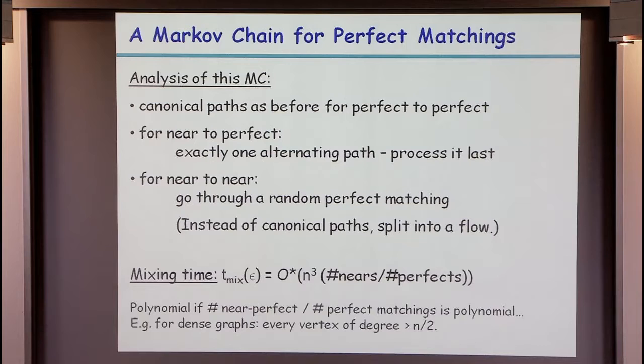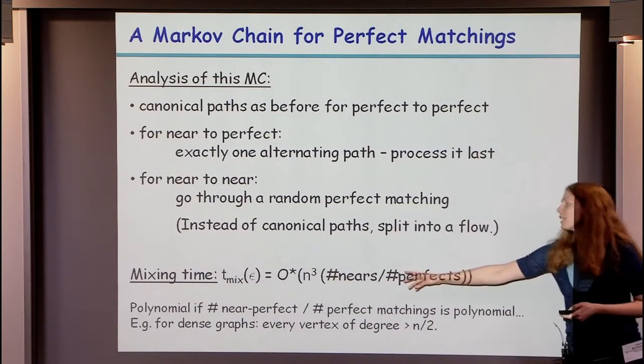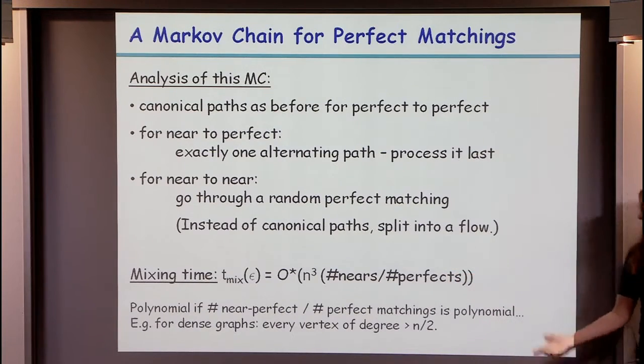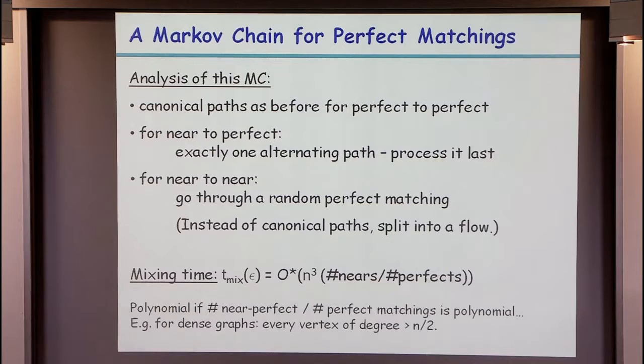And what this boils down to is that my running time now gets multiplied by a fraction of the number of near matchings over the number of perfect matchings, because that's the contribution of the additional cost by going through the perfects. Okay, so this is nice if we can bound this number of near perfect matchings to perfect matchings by a polynomial factor. Then we have a polynomial algorithm for sampling. Well, for sampling what? That's a good question.